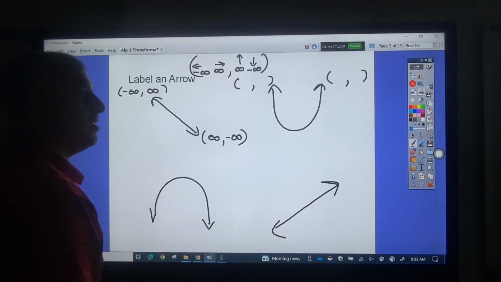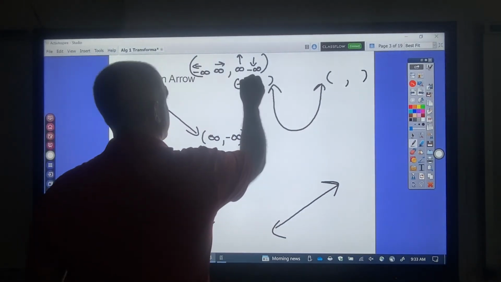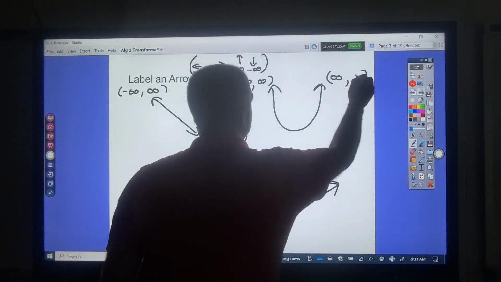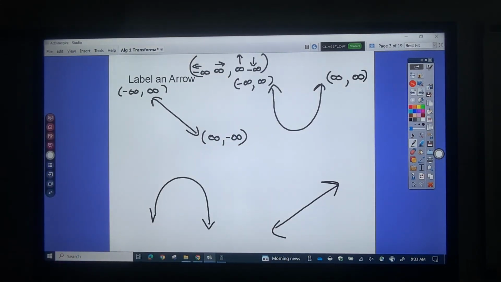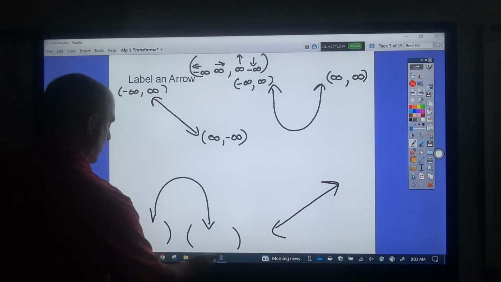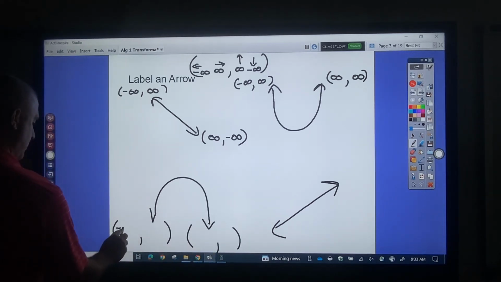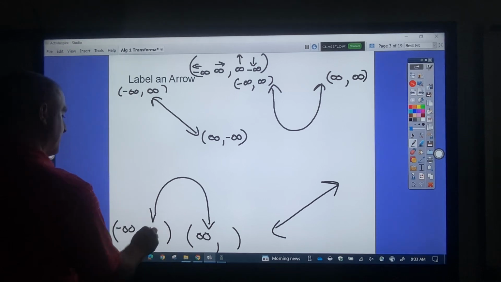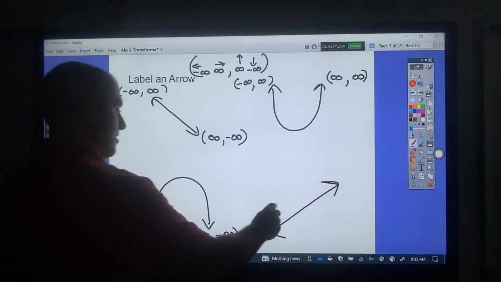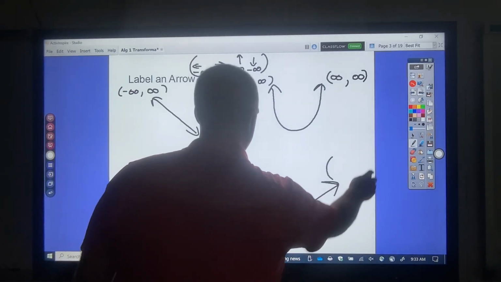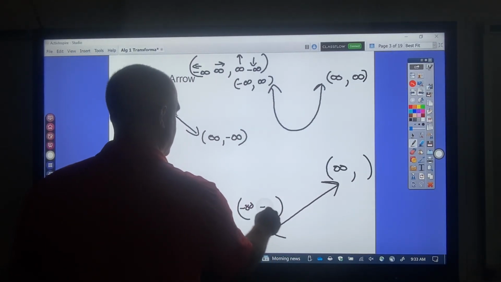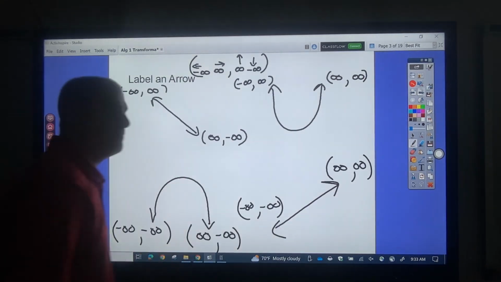Okay? So which one's the left arrow? Well, it's got to be this one. So left arrow, right arrow. What's this arrow doing? Going up. What's this arrow doing? It is also going up. Okay? In class, you will do these on your own. Left, right. This arrow is going down. This arrow is going down. Left, right. This arrow is going down. This arrow is going up.